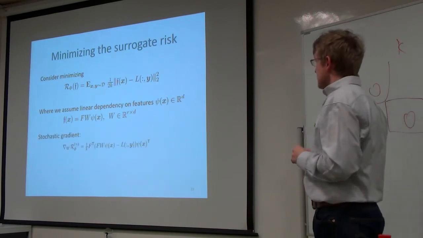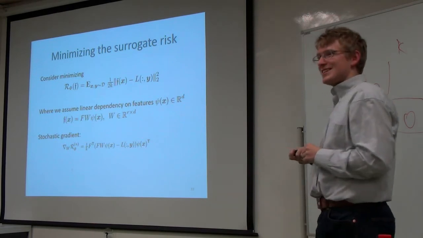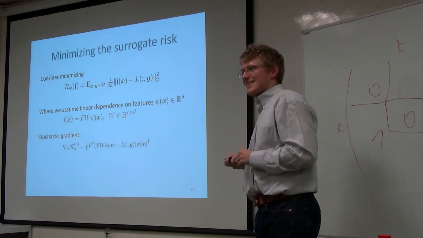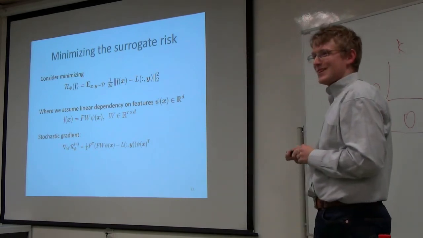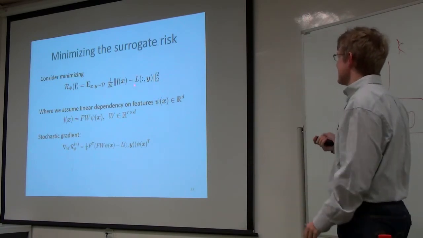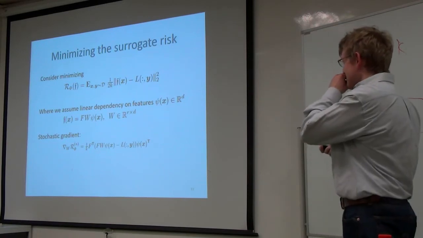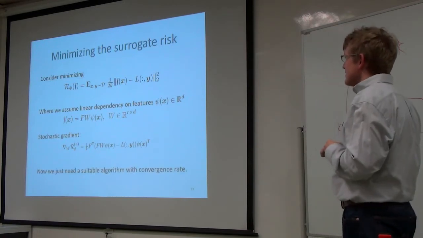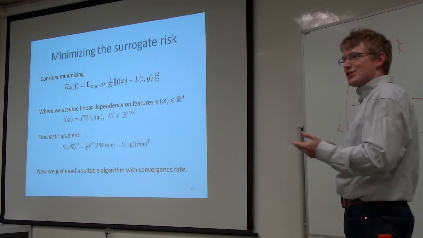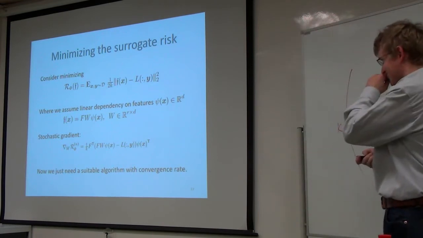Okay, so for this setup it's easy to compute the stochastic gradient. It has an explicit form because everything is quadratic. We just differentiate with respect to W and set it to 0, and then we have the gradient. Sorry, there is a plus here, that's my typo. After having said that, we just need to take a suitable algorithm with a convergence rate, plug it in, combine the rates and get to the constants.